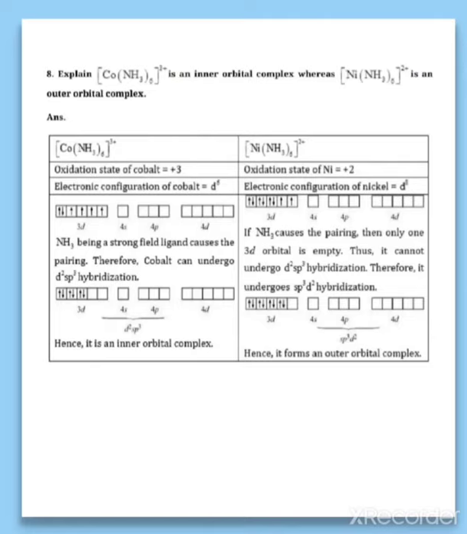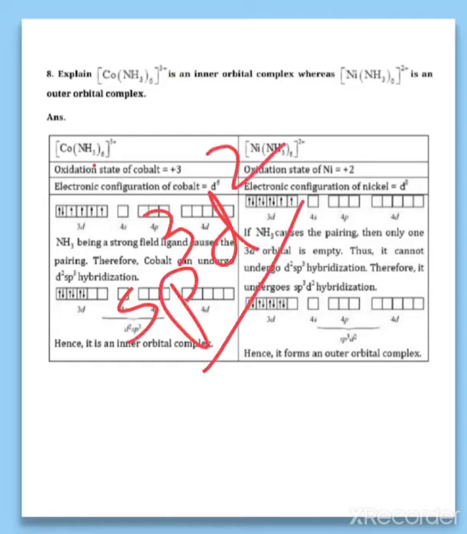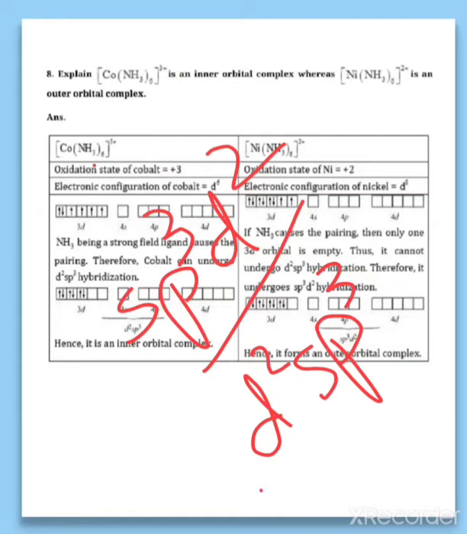So let us do the hybridization for this one. Here the coordination number is 6. So what are the two possibilities of hybridization? That is sp3d2 or d2sp3. If it is an inner orbital complex, we have to prove that its hybridization is d2sp3, and if it is an outer orbital complex, its hybridization should be sp3d2.